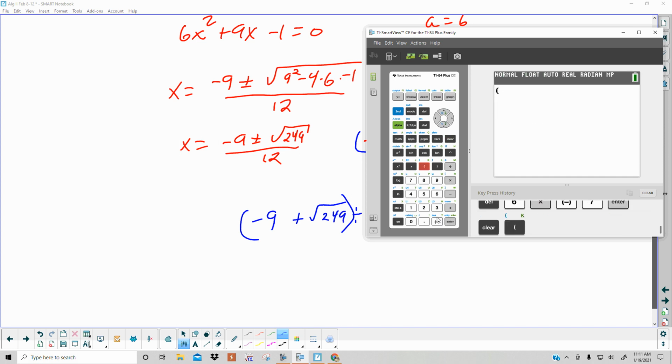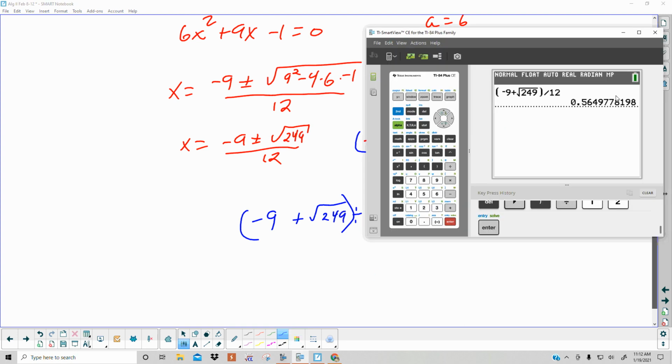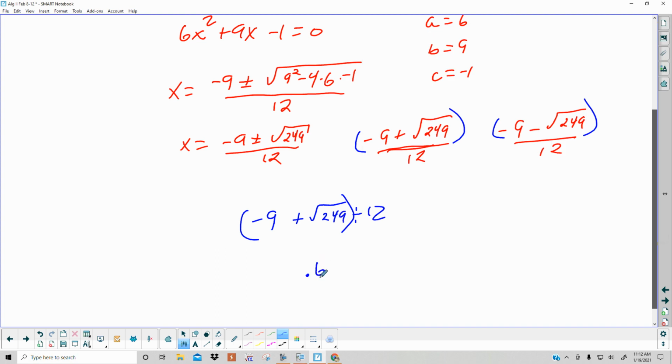So parenthesis, negative 9 plus the square root. The square root is second squared, 249. Close the parenthesis. Whoops. So there's a tip right there. You got to come out of the square root first. I'll show you how to do that. You have to arrow out of that square root with the right arrow. There you go. Now hit the parenthesis divided by, I think it was 12. And there's one answer. So, round to the nearest tenth. So that would be 0.6. So 0.6 is one answer.